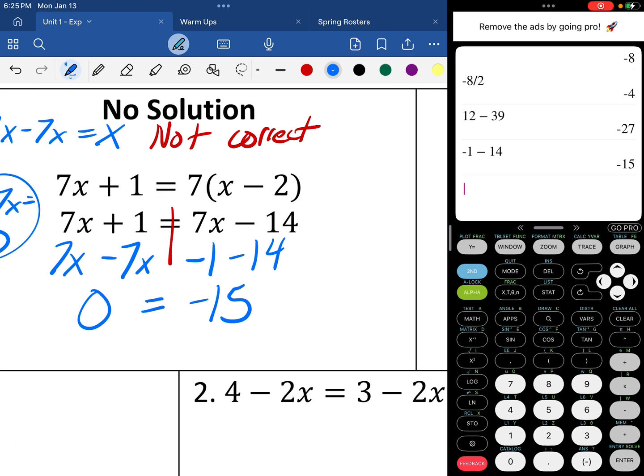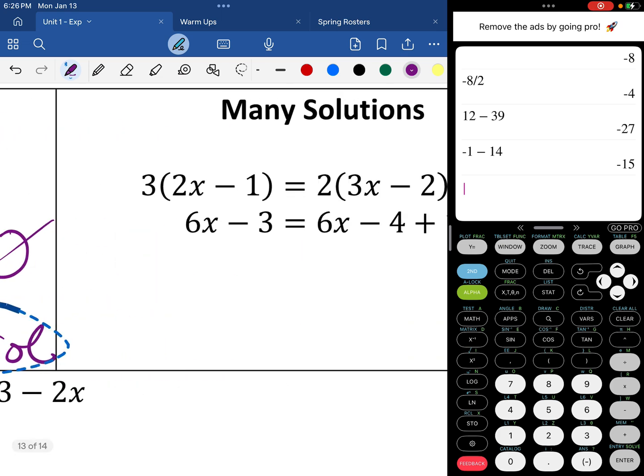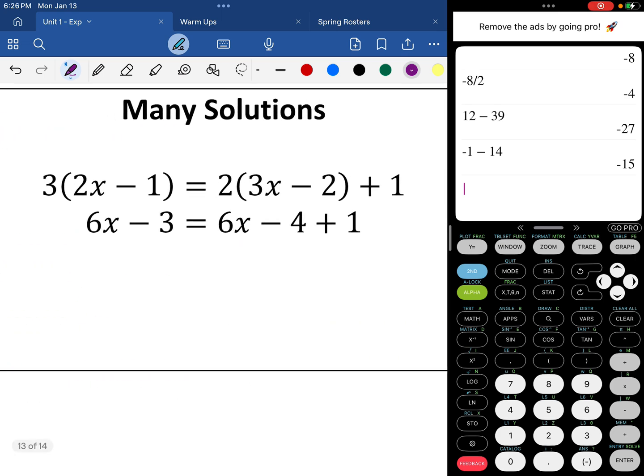No, it doesn't. So you have 2 ways of writing your answer. You can do it as a little circle with a slash through it, or write no solution. Okay? Either one is totally correct. Many solutions now. So we already distributed. Let's go and start solving.